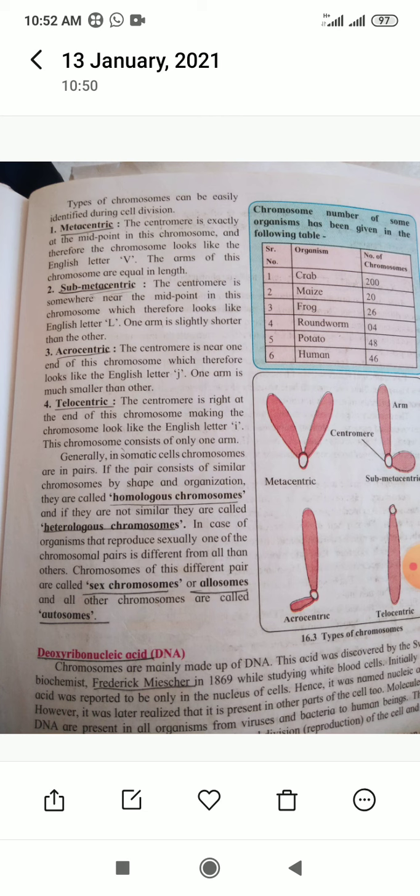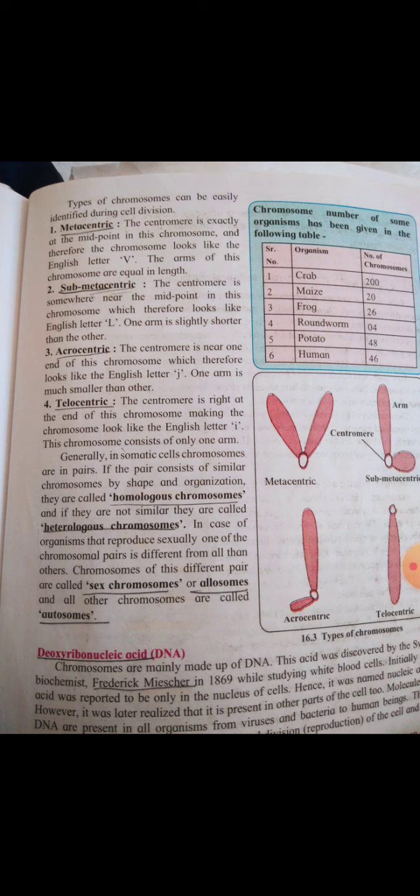In all organisms that reproduce sexually, one pair is different from the others. That pair is called the sex chromosomes or allosomes, and all other chromosomes, which are the same or similar, are called autosomes.